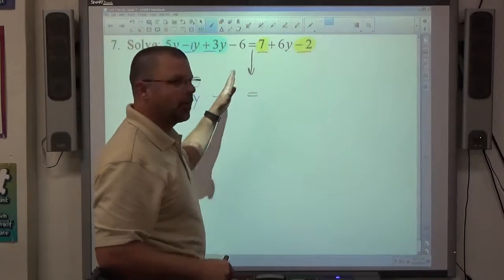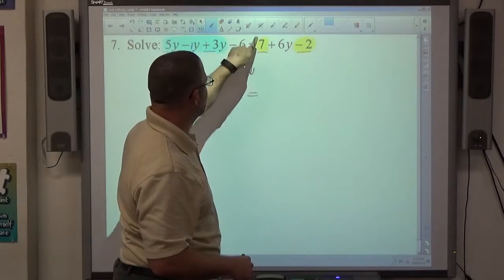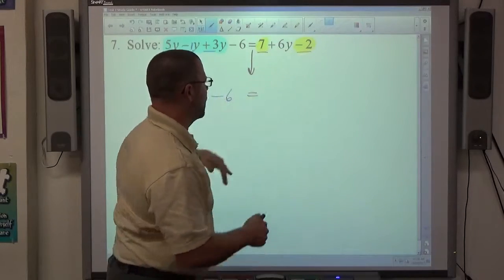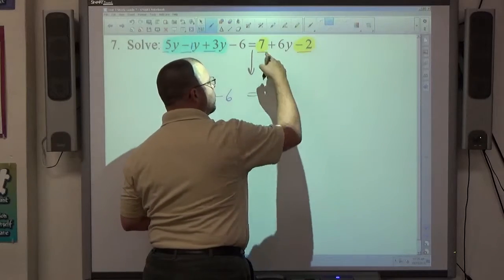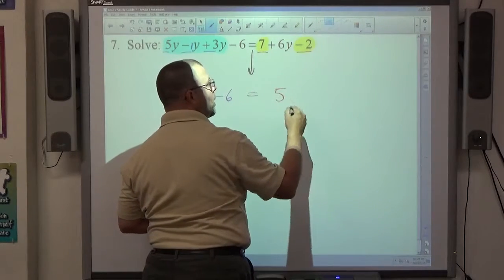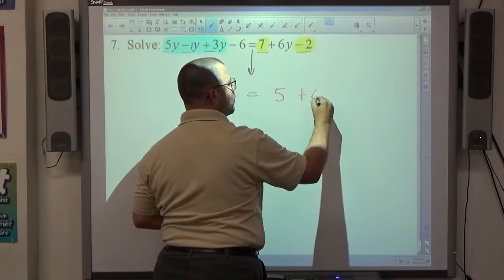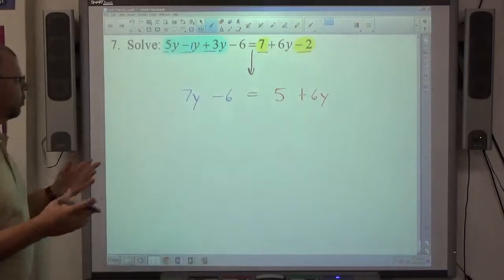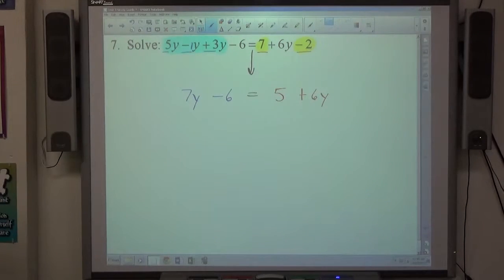When we're deciding whether I should add or subtract, I look at the signs of each object. This 7 is positive, this 2 is negative. Those signs are different, so I subtract. 7 is bigger than 2, it's positive, so it should be positive 5. 6y has no like terms, nothing happens to it. So treat that problem number 7 first off as a simplification problem, add like terms.